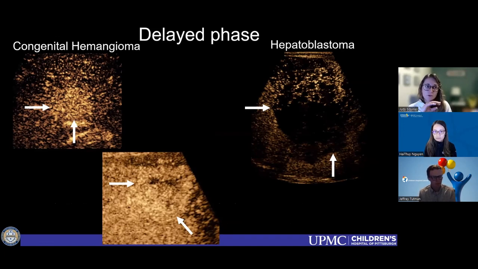But in the washout, you're either going to have sustained enhancement of the entirety of the congenital hemangioma, or, in the case on the bottom, there was a little bit of central washout, but we still had a lot of enhancement of the peripheral aspect of the congenital hemangioma. The hepatoblastoma, by comparison, is diffusely, heterogeneously more washing out. So there's a lot more necrosis, a lot more irregularity. The appearance is just different, I think.